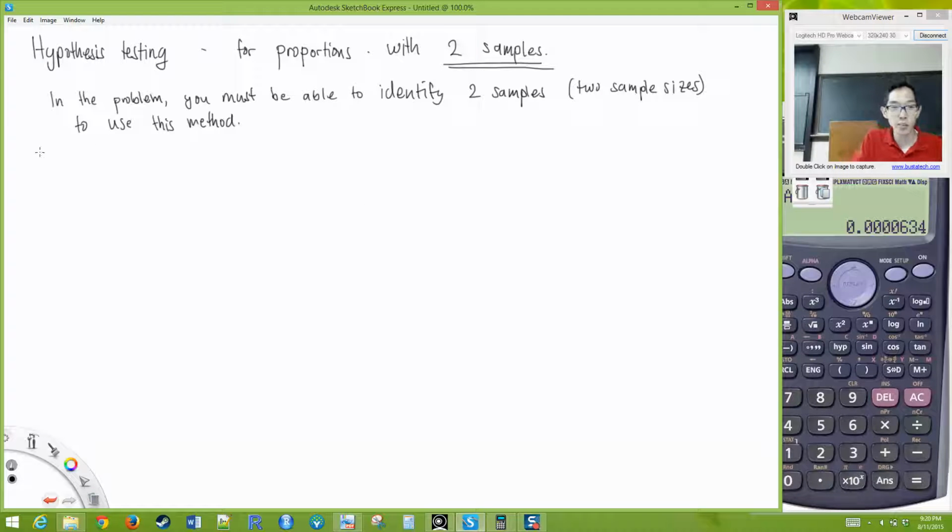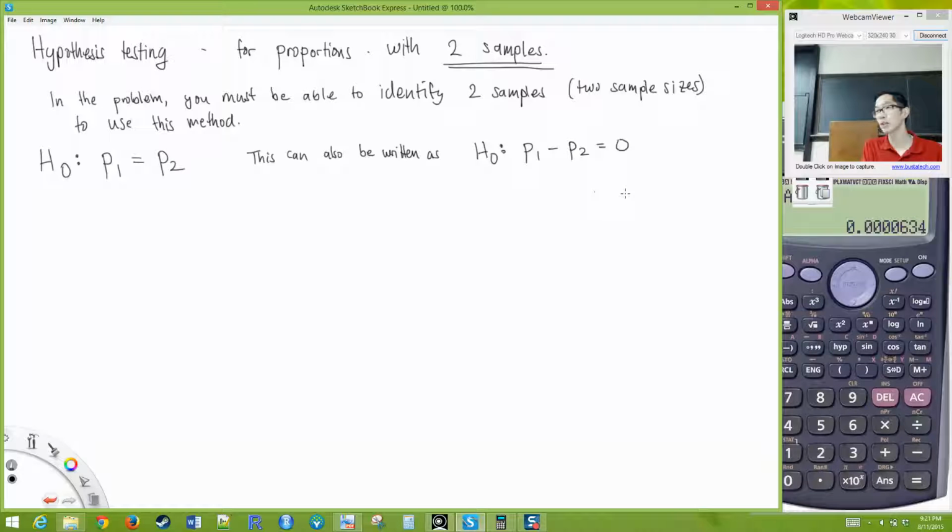All right, and your null hypothesis is always about the two proportions in the population. Your null hypothesis is always going to be P1 is equal to P2. This can also be written as P1 minus P2 equals 0, just doing a little bit of algebraic manipulation, subtracting P2 from both sides. So these two things are exactly the same thing. They might be written one way or the other, so if you see it written either way, don't freak out. These are saying the exact same thing. Just be prepared to see it either way.